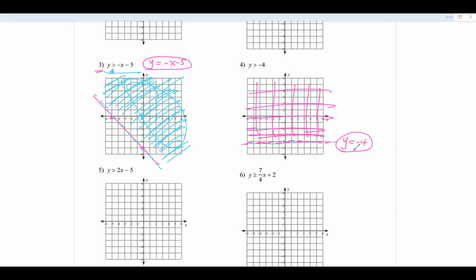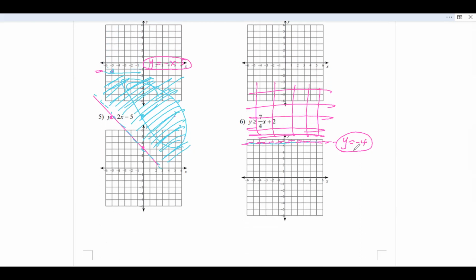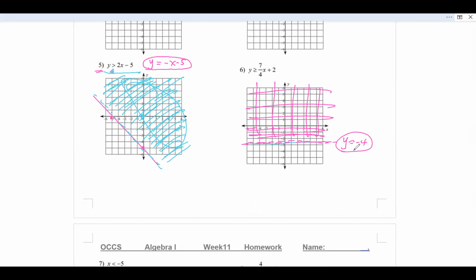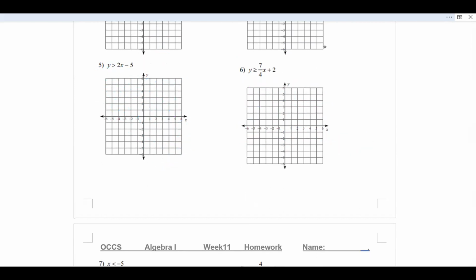Okay. All right, so let's move on, maybe several more. Let's see number 5 here. First we change it to an equation, right? So the equation is actually y equals 2x minus 5. Everyone can graph this one quickly, right? It passes negative 5, 0 and 2.5, 0. So you guys can graph it.